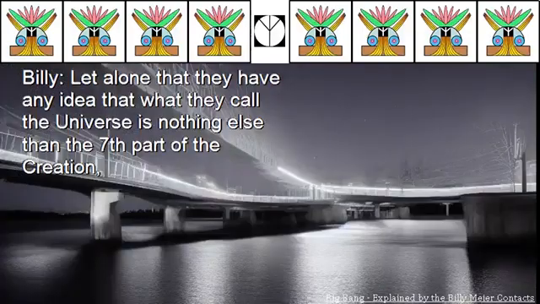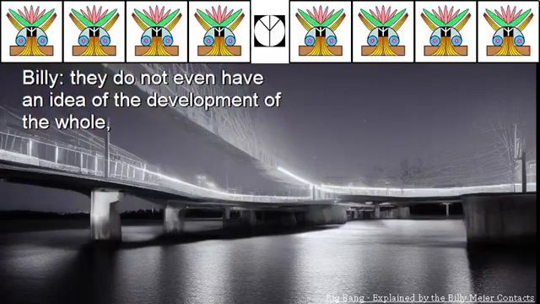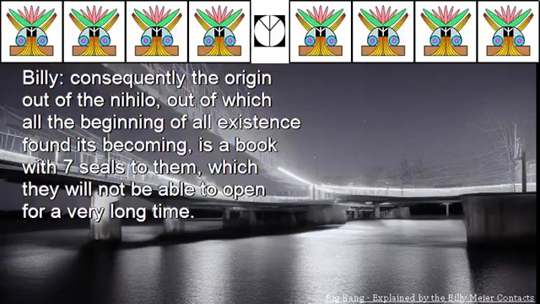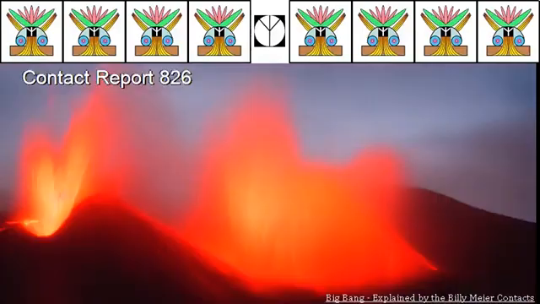Let alone that they have any idea that what they call the universe is nothing else than the 7th part of the creation, but not the product of an imaginary God or God creator, etc. In truth, they do not even have an idea of the development of the whole. Consequently, the origin out of the nihilo, out of which all the beginning of all existence found its becoming, is a book with 7 seals to them, which they will not be able to open for a very long time. Contact Report 826.